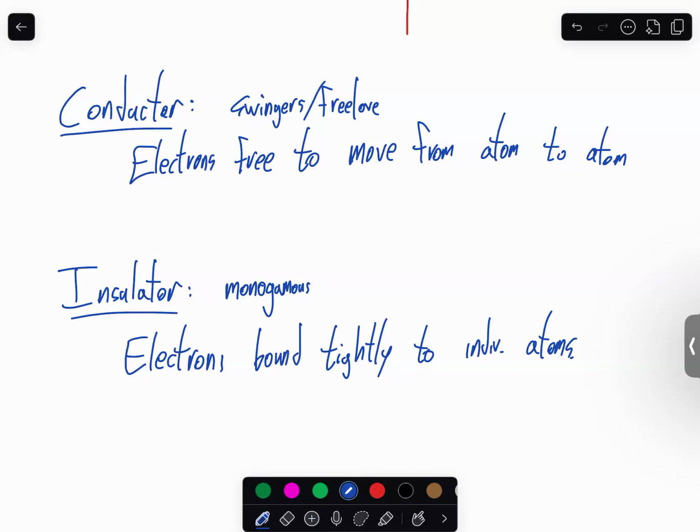Okay. So, prototype, important examples of conductors: just think metals. Insulators: glass, rubber, stuff like that. Non-metals.